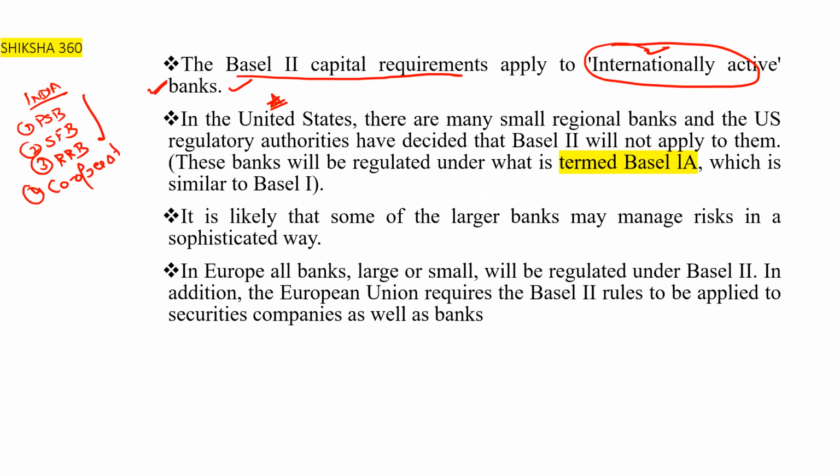The US regulatory authorities have decided that Basel 2 will not apply to them. They have given guidelines that the Basel 2 norms will not apply to them, because the work culture is a little different in those banks, so it is difficult to maintain the Basel 2 norms or the capital requirements.